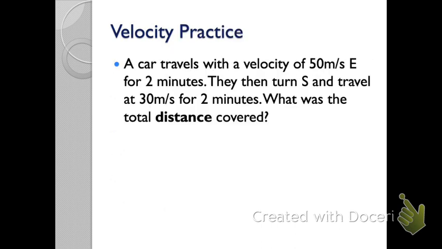All right, let's try it. A car travels with a velocity of 50 meters per second east for 2 minutes. They turn south and travel 30 meters per second for 2 minutes. What was the total distance traveled? Can I solve both of these problems in one equation? Did they move at constant speed for that entire trip? No, so I have to break it into the two segments in which they were moving at constant speed. So I'm going 50 meters per second east for 2 minutes. Then I'm going to reevaluate this: 30 meters per second for 2 minutes. Do we see any red flags here with our units?